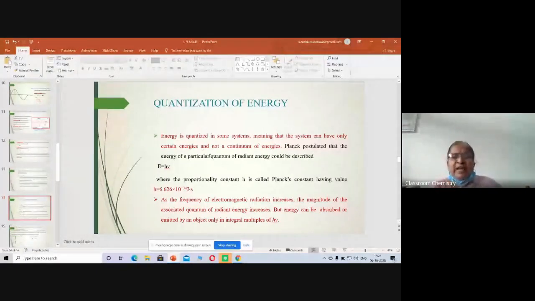And you know that h is the Planck's constant, nu is the frequency of the radiation. As the frequency of electromagnetic radiation increases, the magnitude of the associated quantum of radiant energy increases. But energy can be absorbed or emitted by an object only in integral multiples of h nu, that is 1 h nu, 2 h nu, 3 h nu, 4 h nu, etc.